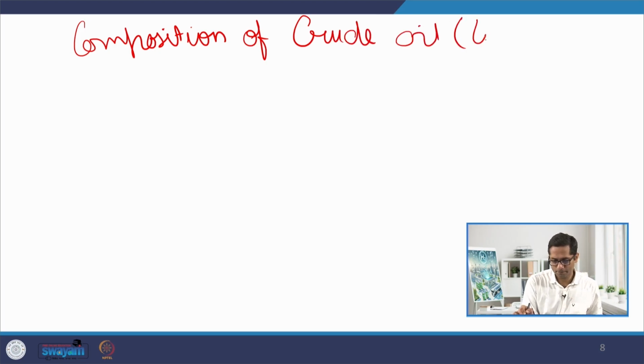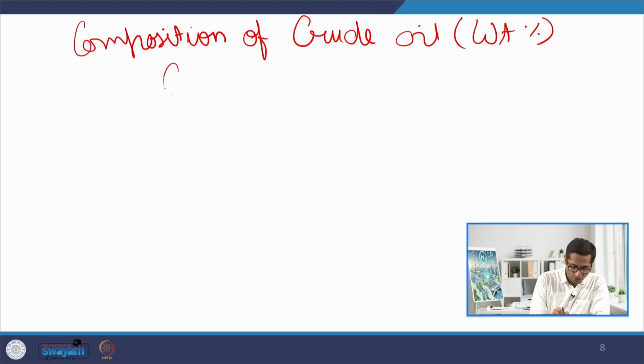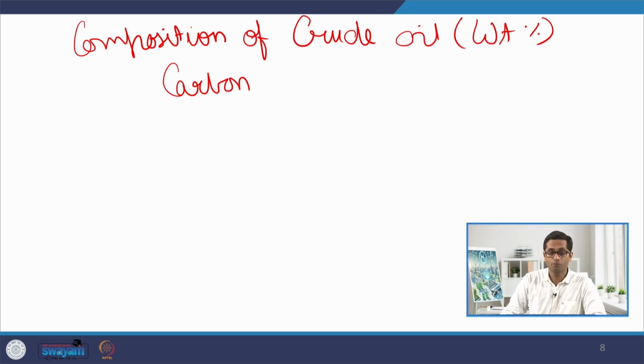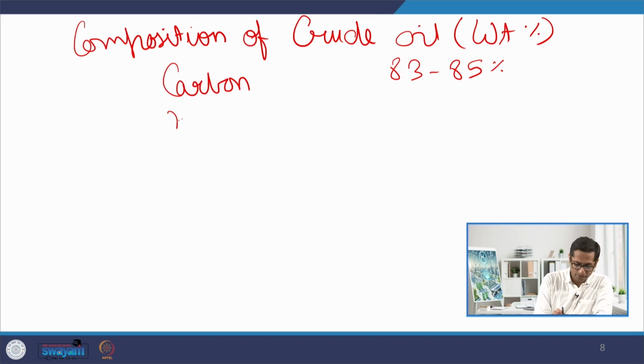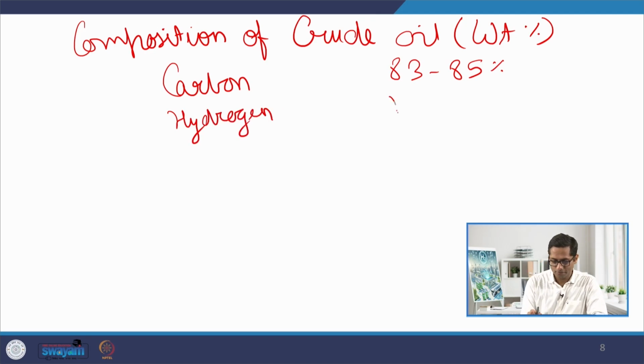And this composition I am writing on a weight basis. So the crude, basically any fossil fuel, is majorly deriving its energy from the carbon content. So if I talk about the element that is majorly present in fossil fuels, it's the carbon. And if I talk about the weight percentage of carbon in crude oil, this would be roughly 83 to 85%. Next comes another element, hydrogen, which is going to be the basis of this whole course, roughly 10 to 14%.